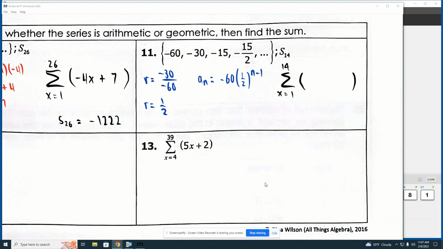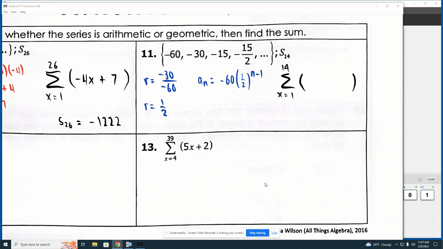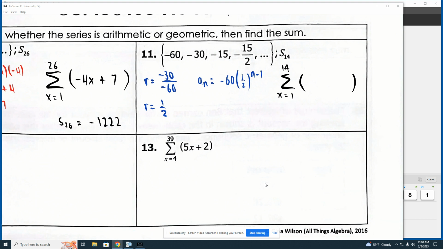So if I'm trying to find the sum through the 14th term, I'm going to do big E, right, alpha window number 2, from the first through the 14th term for the equation negative 60. Remember, open up a new parenthesis, 1/2, close that parenthesis to the x minus 1 power. Somebody asked me in the last class, could I have used 0.5? Of course you could. That will still find the sum through the 14th term.